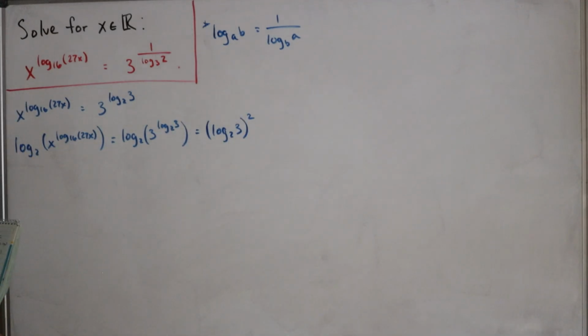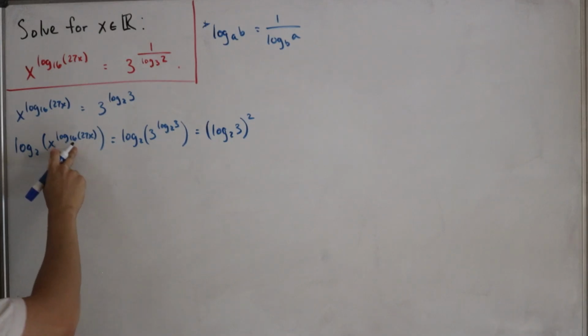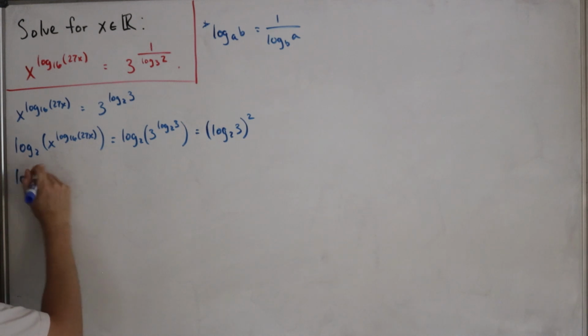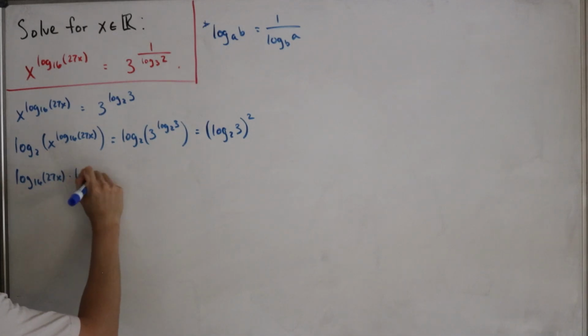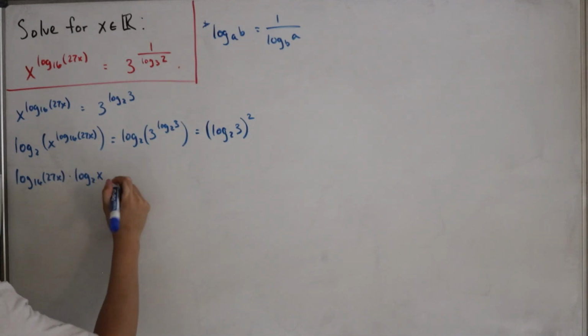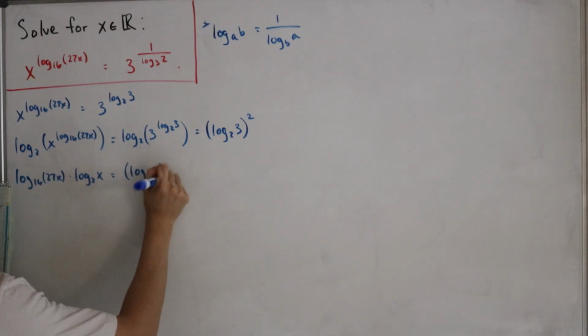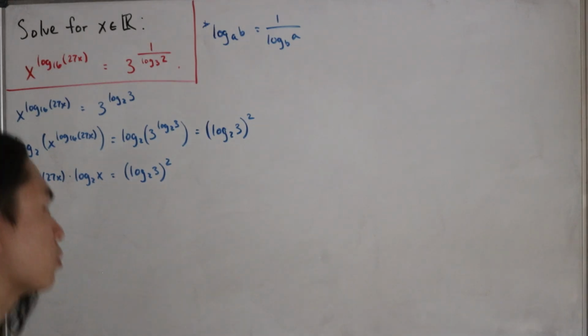Going forward, using that same logic again, I'm going to move the log base 16 of 27x up to the front. So now log base 16 of 27x, that quantity is still being multiplied by log base 2 of x. And of course, we still have our right-hand side, log base 2 of 3 quantity squared. Okay, so now this gets interesting. How do we continue forward with this?